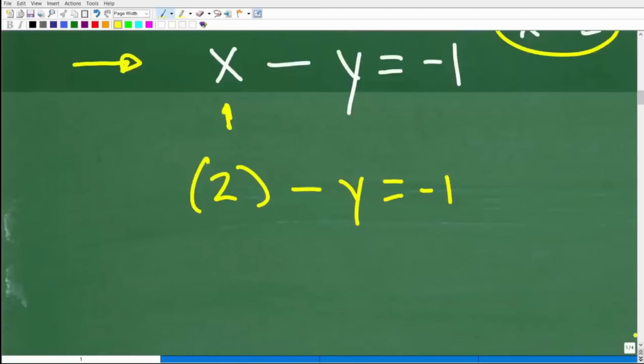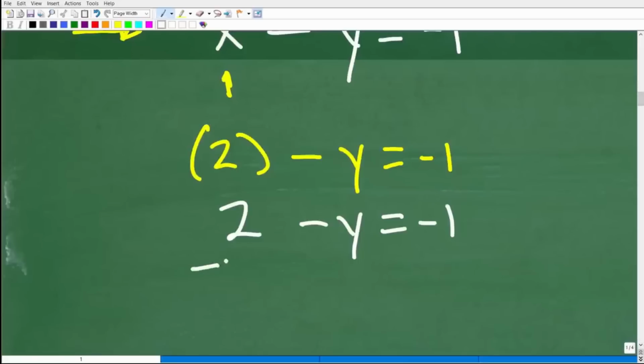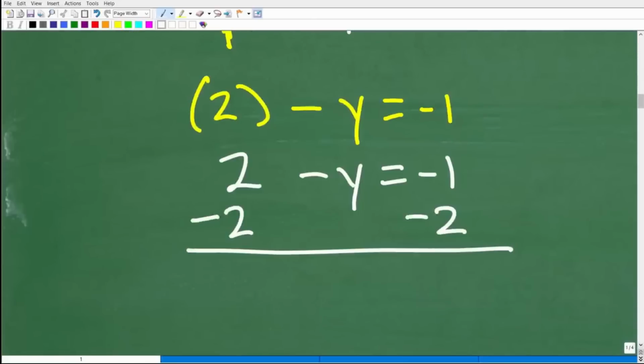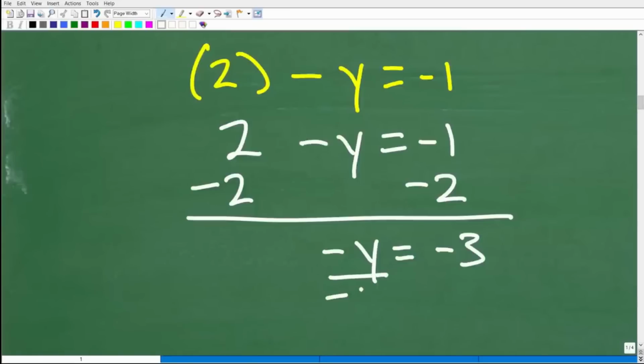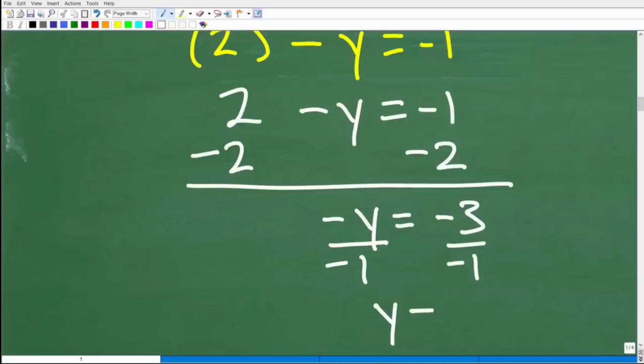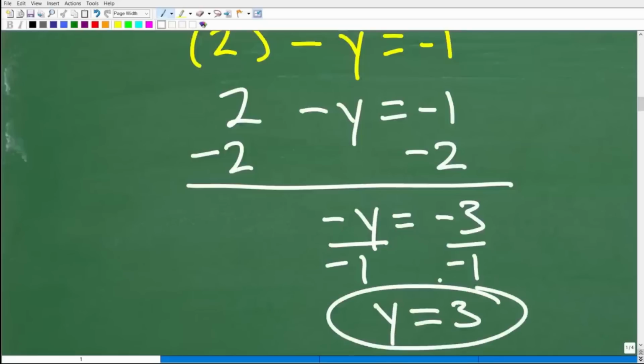Let's go ahead and solve. So this would be 2 minus y is equal to -1. I'll subtract 2 from both sides of the equation. And now I have -y is equal to -3, right? -1 plus -2 is -3. And here I need to divide both sides of the equation by -1. So here we'll end up with y is equal to 3. So x is equal to 2 and y is equal to 3.